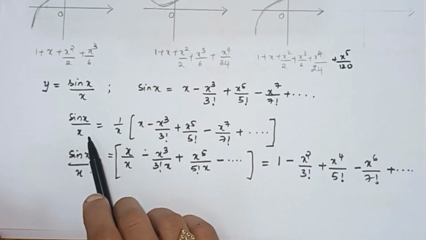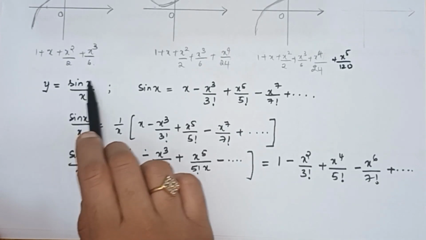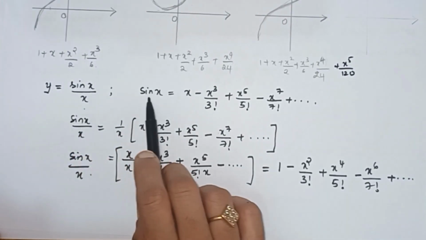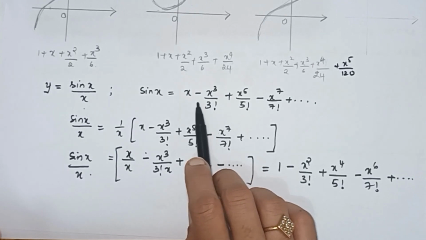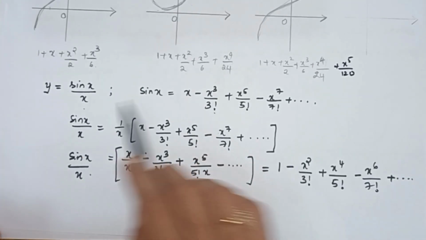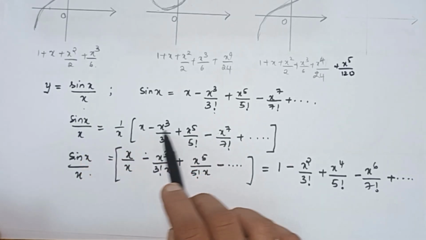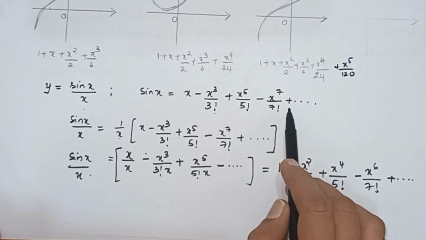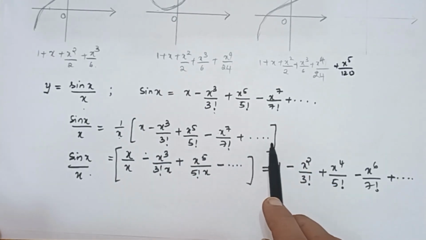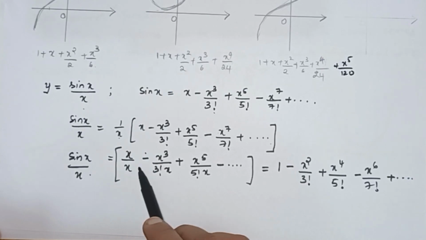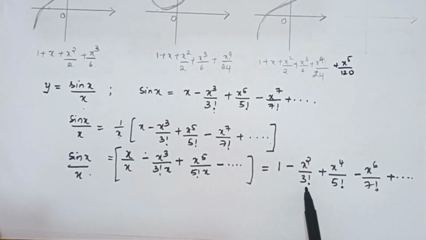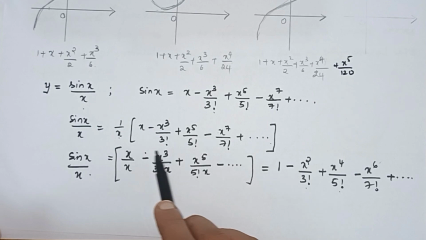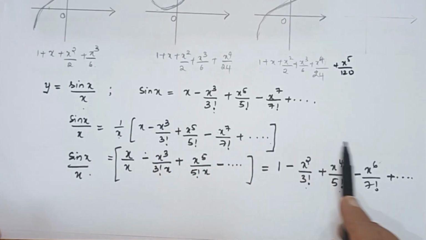Consider one more example. I will consider the function y equal to sin x divided by x. We know the infinite series expansion of sin x in terms of polynomials. When I want the sin x by x function in terms of a polynomial, then keep 1 by x outside, then substitute the value of sin x in terms of the infinite series. Simplify this, x cancels here: 1 minus x square by 3 factorial plus x power 4 by 5 factorial minus x power 6 by 7 factorial plus so on. Because there is x in the denominator, one of the x cancels from the numerator.